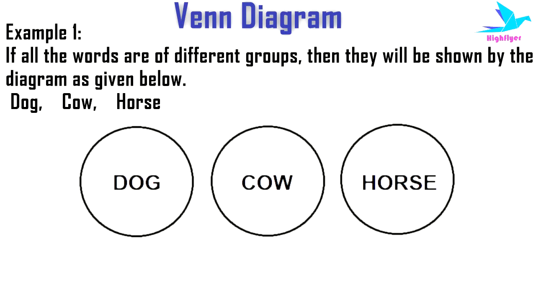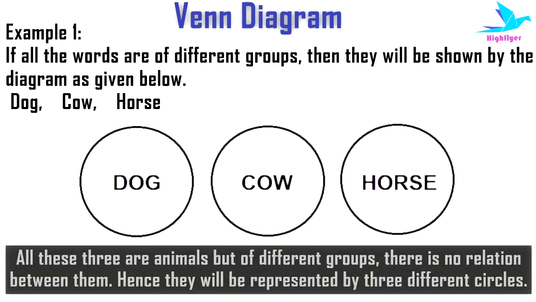Example 1. If all the words are of different groups, then they will be shown by the diagram as given below. Dog, cow and horse. Now here, all these three are animals but of different groups. There is no relation between them. Hence, they will be represented by three different and independent circles.